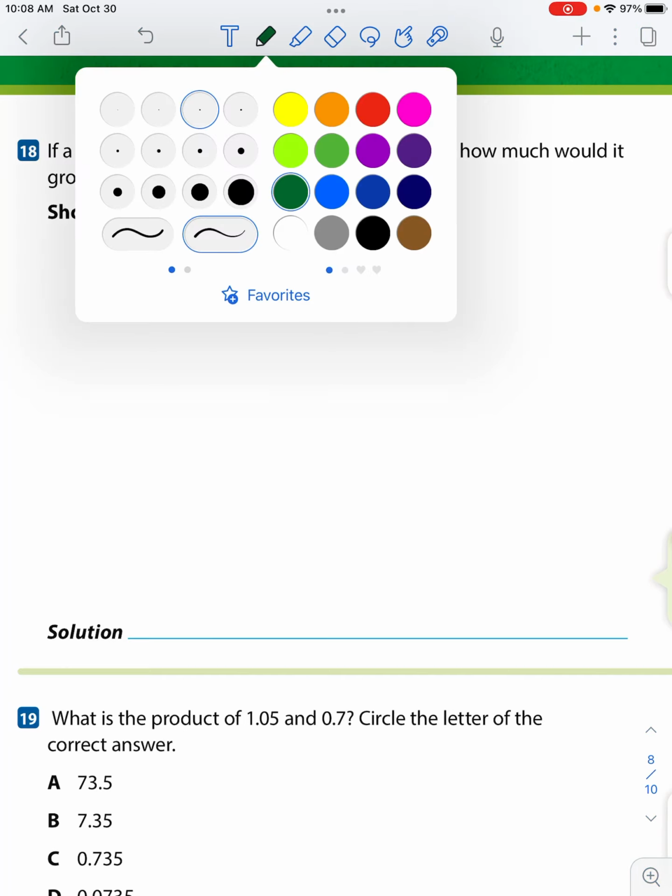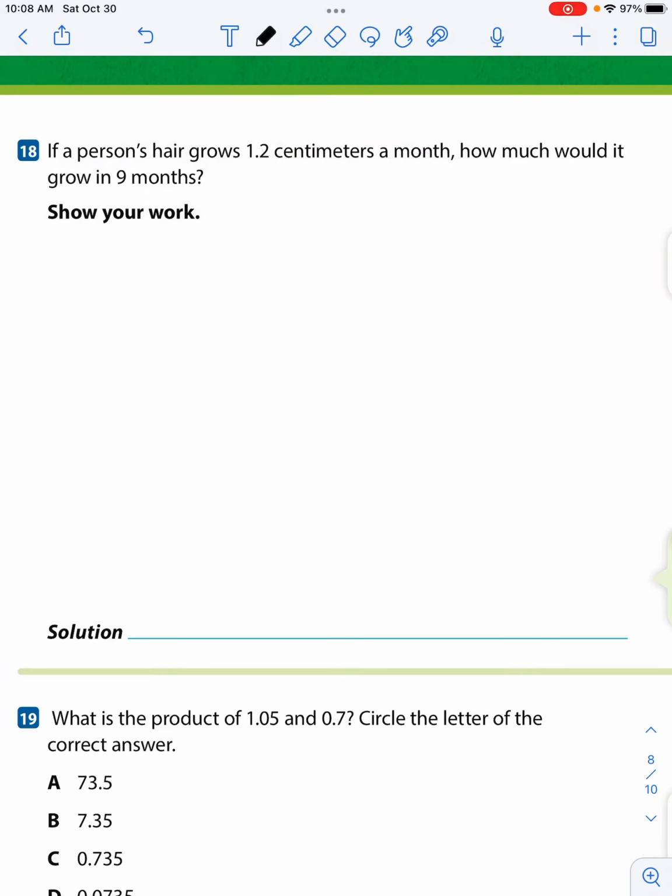If a person's hair grows 1.2 centimeters a month, let me think about that. Let's say December to January, it grows 1.2. And then January to February, it grows another 1.2. So each time we're adding another 1.2. I have to make that make sense for me.